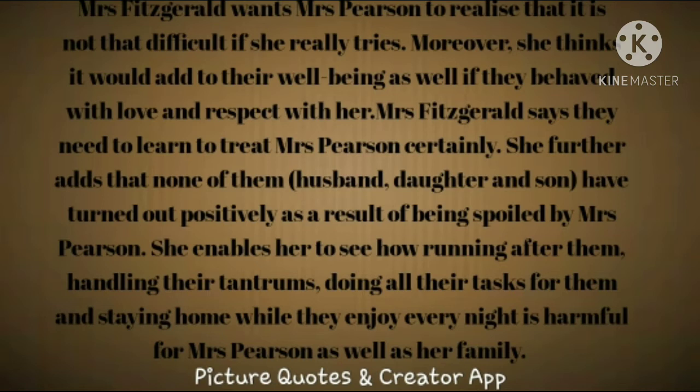So here Mrs. Fitzgerald is trying to make her understand it is her own behavior that put her in this pathetic condition. She should deserve more respect, and all the other members are enjoying the weekends, and she is, as I said earlier, working as a servant in the family. So she was actually the reason. She endured everything, tolerated everything, and she is adjusting more than needed.